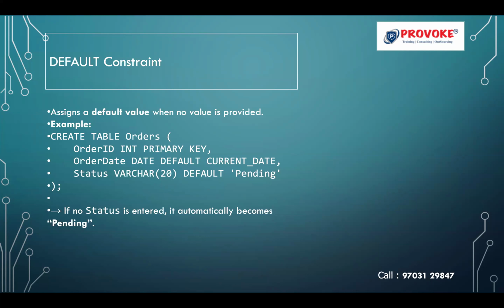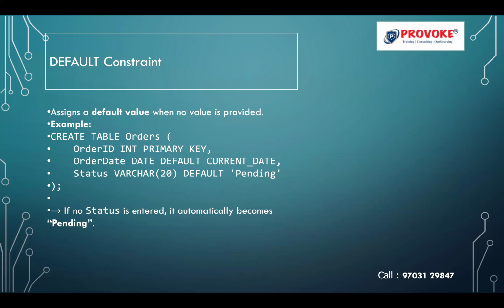So create table. Table name is orders. It has got 3 columns: order ID, order date, and status. Order ID takes integer data type, it is a primary key. Order date is a date column, date data type. Default it is current_date. So when I am not going to insert any date for this order date, default it is going to assume this current date as a value for that particular row, wherever I don't provide the date.